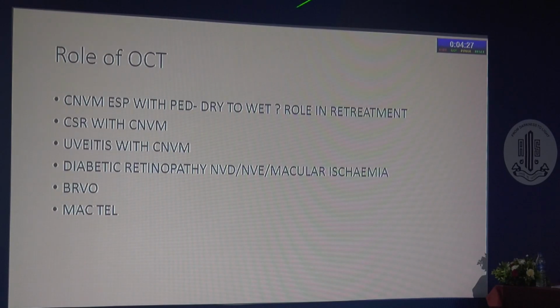As I mentioned, in a CNVM going from dry to wet, does the presence of a CNVM on OCTA help me retreat? No, it's a controversy.